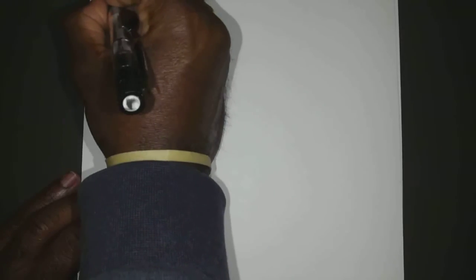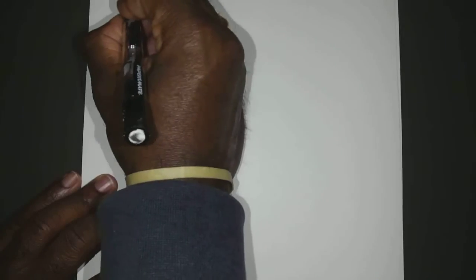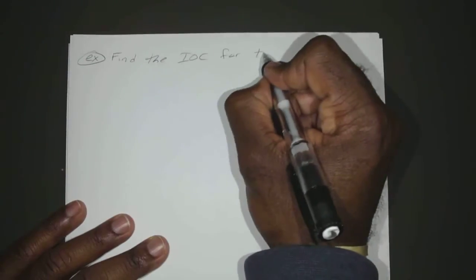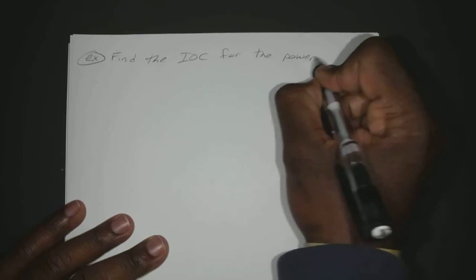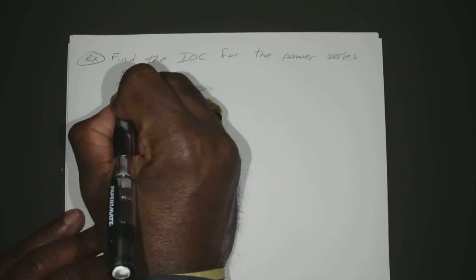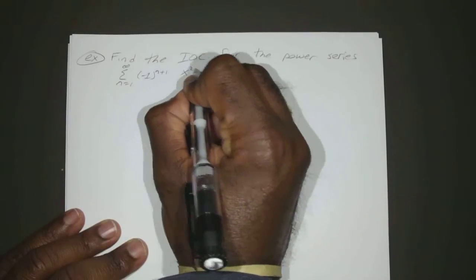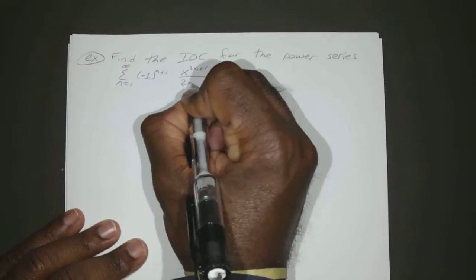Let's see, I'll do this example. This one, again, find another interval of convergence. No, I'll move it down. Oh, yeah, that might help. Find the interval of convergence for the power series: the sum from n equals 1 to infinity of -1 to the n plus 1, x to the 2n plus 1 over 2n plus 1.